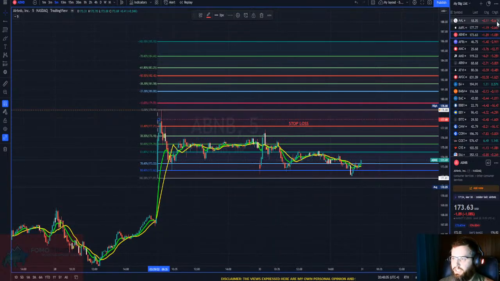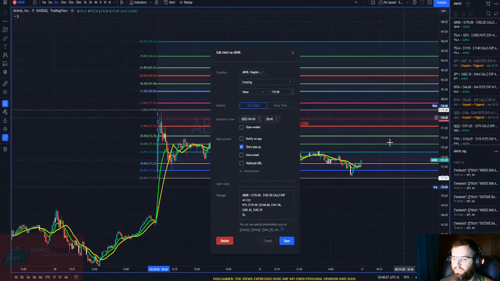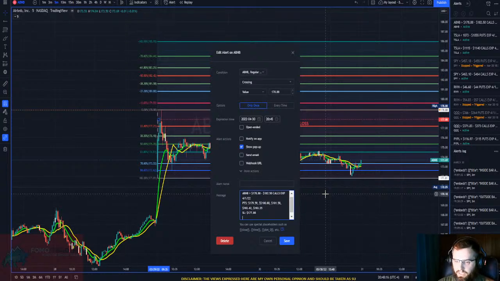So we're going to come back to this alert, and we're going to set our stop loss for 177.88. Now our risk to reward on this trade.